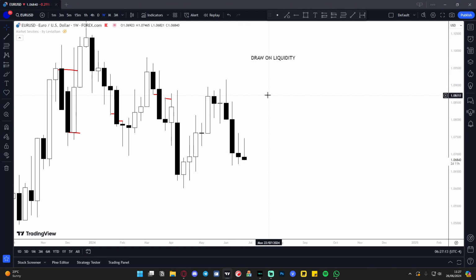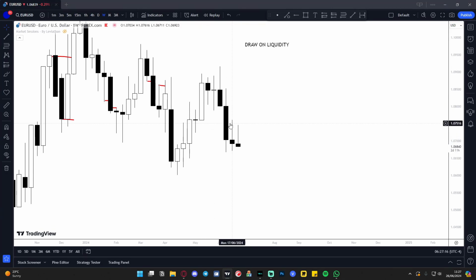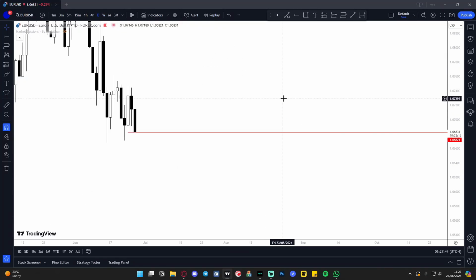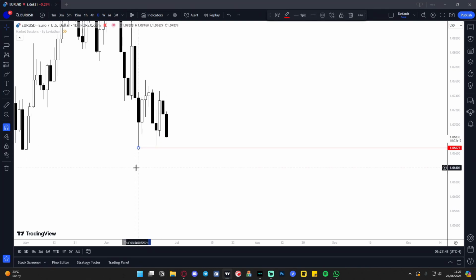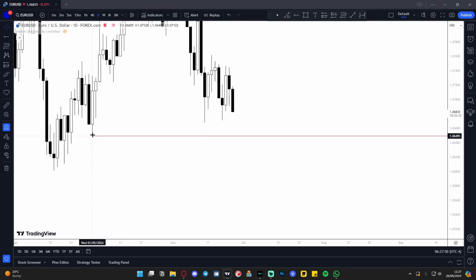So draw on liquidity, I'll give you an example. The nearest draw on liquidity in this current position of EURUSD, where price is right there, as we're talking, price is at 1.06835, and obviously it will fluctuate. If we go down a time frame, we can identify that there's a draw on liquidity here, there's a draw on liquidity there, there's also a draw on liquidity there.